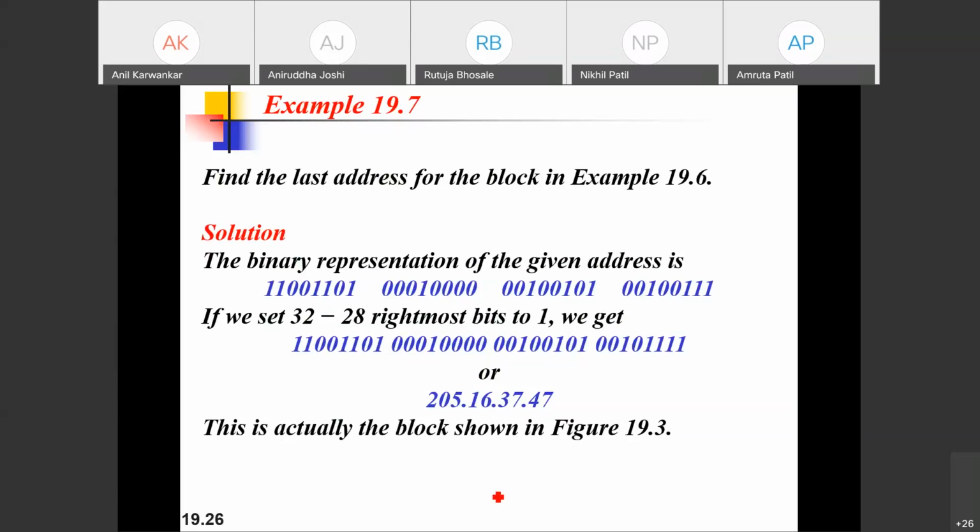32 minus 28: if we set all the last 4 bits to 0 and then calculate, that will be the first address. If the last 4 bits are set to 1, that will be the last address.